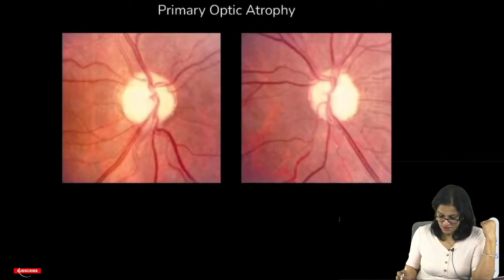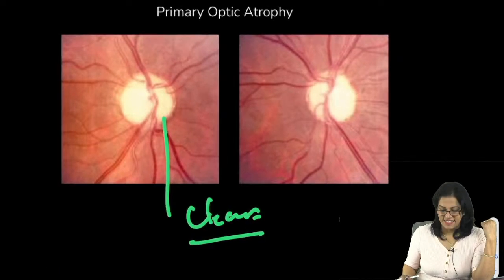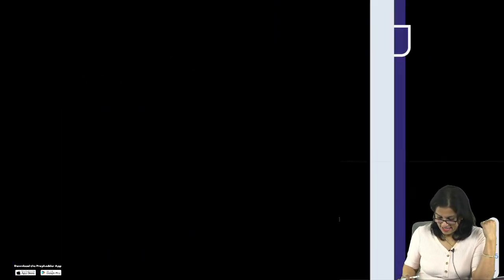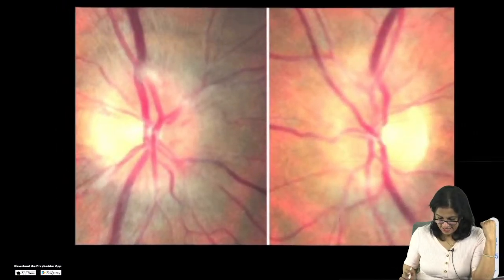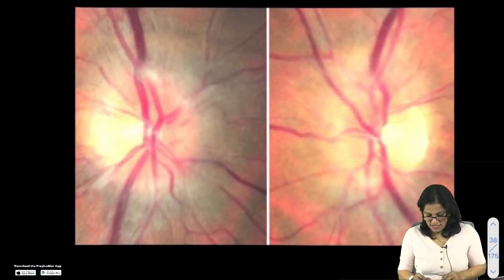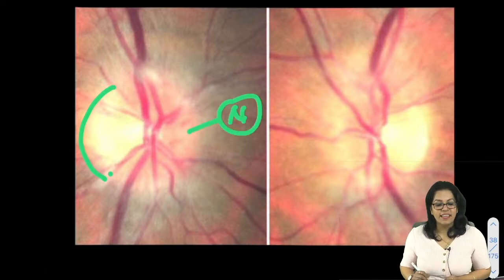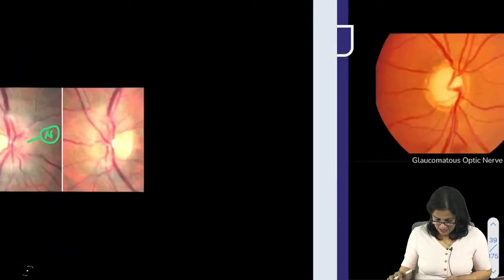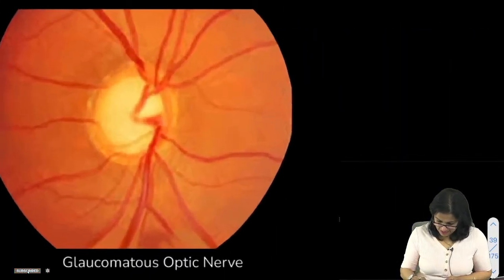Look at this. So, this is what we just said. This is a clear disc margin, chalky white in color. It is a primary optic atrophy. Clear? This is your secondary optic atrophy. Dirty white in color. So, if you see, this is the part which is atrophic, but this is a normal color. Okay? So, this one is your secondary and this is your glaucomatous.